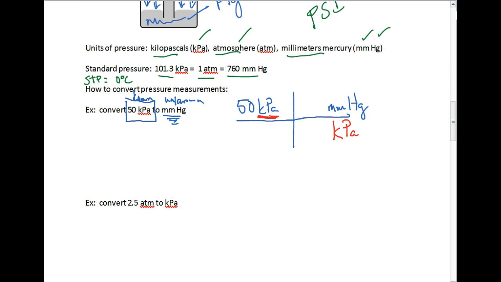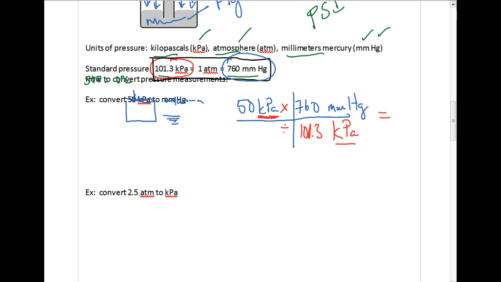Now, the last thing I want to do is plug in numbers from my equality, and here is my equality right here. In front of millimeters of mercury, I have 760, which is given right there, so I'm going to write 760 right there. And in front of kPa, which is on the bottom, I'm going to plug in 101.3, because that's the number associated with that conversion. So this problem becomes we're going to multiply 50 times 760, hit equal on our calculator, and then divide by 101.3. So let's punch that through our calculator real quick here.